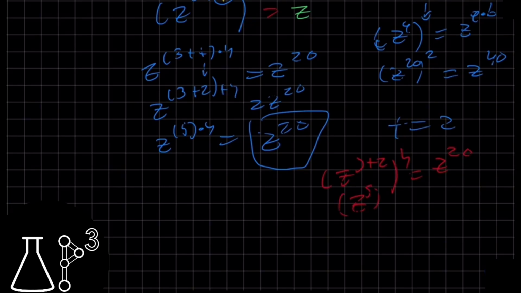So let me rewrite them in a lower position. We get z to the power of 5 as we add 3 plus 2, and then in the outside parentheses we get to the power of 4. The 5 multiplies with the 4 to get z over 20, and that is why the answer of t is 2.